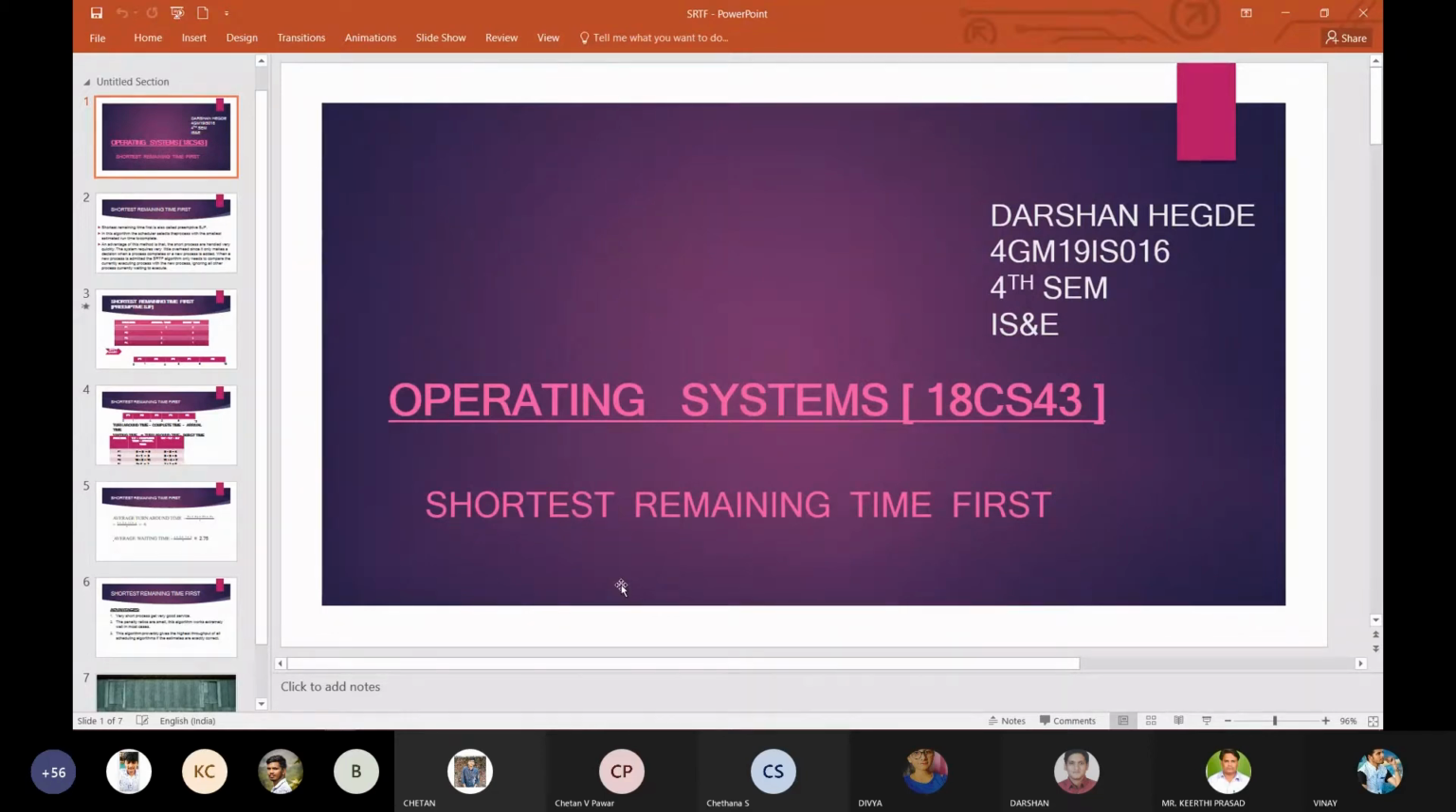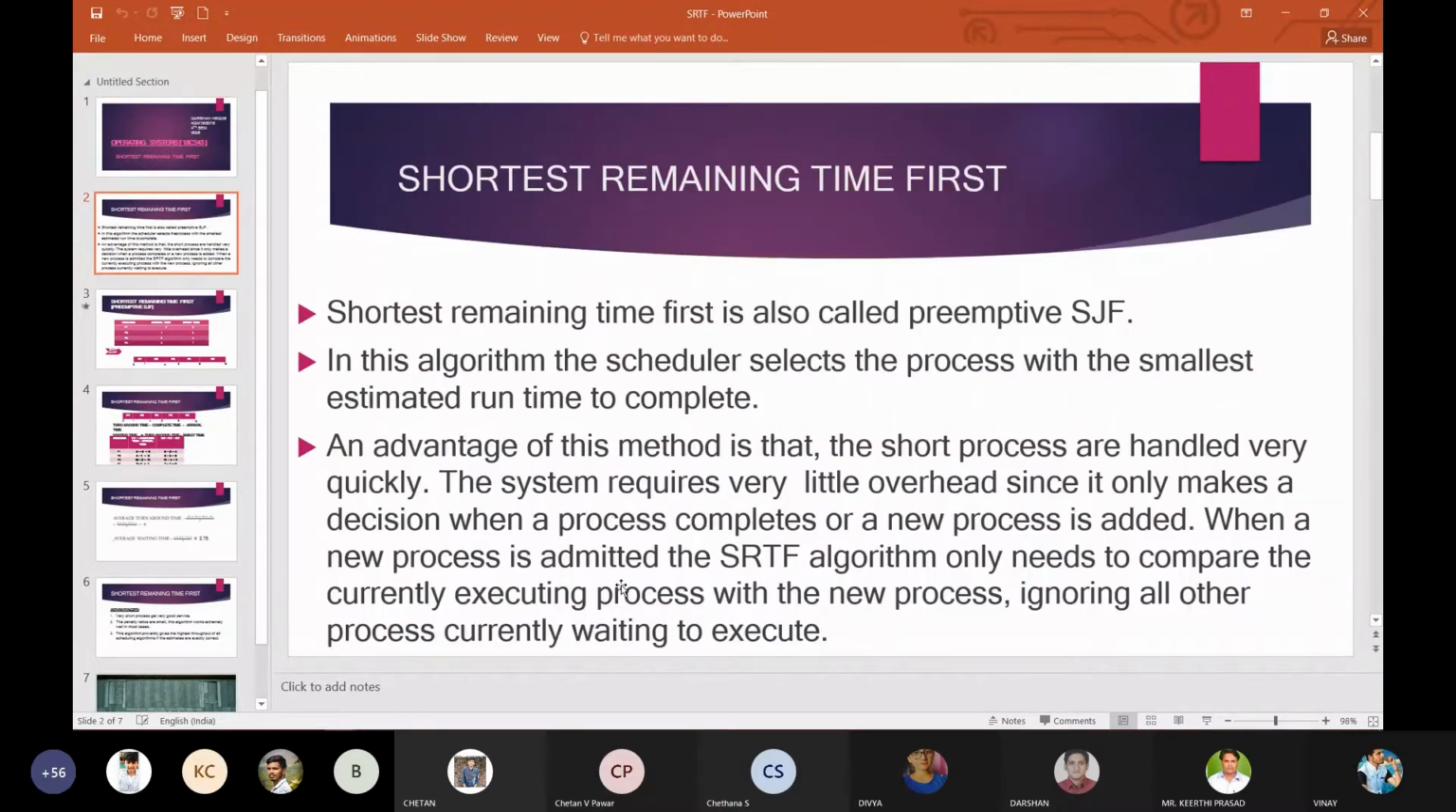Today I am going to discuss shortest remaining time first. First, let us see what shortest remaining time is. Next slide. Shortest remaining time first is also called preemptive SJF, that is, shortest job first. In this algorithm, the scheduler selects the process with the smallest estimated time to complete.